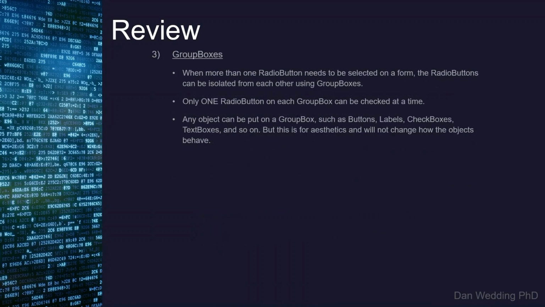When more than one radio button needs to be selected on a form, the radio buttons can be isolated from each other using group boxes. Only one radio button on each group box can be checked at a time. Any object can be put on a group box, such as buttons, labels, checkboxes, text boxes, and so on. But this is for aesthetics and will not change how the objects behave.